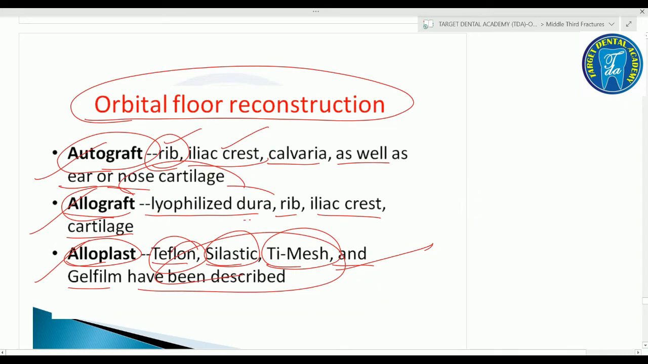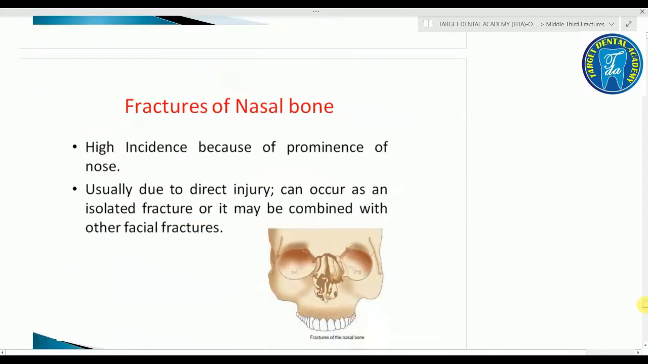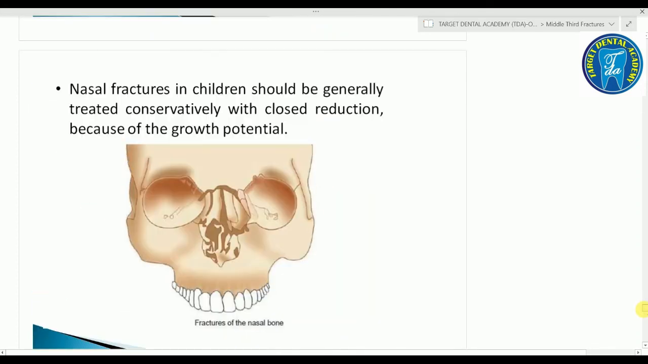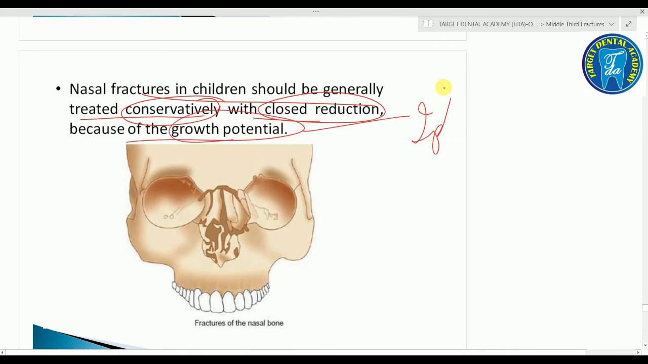Coming on to the last fracture, which is the fracture of the nasal bone. These have a high incidence because of the prominence of the nose, usually due to direct injury, and can occur as an isolated fracture and may be combined with other facial fractures. The nasal fractures in children should generally be treated conservatively with closed reduction because of the growth potential. Important.